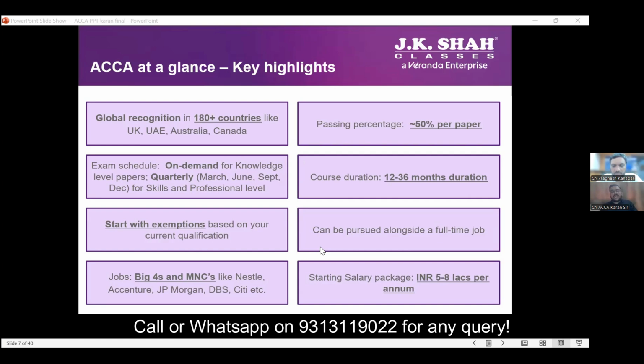And now, since we are talking to already chartered accountants, they already know the importance of joining a Big Four firm or an MNC firm, which will take their career trajectory in a perpendicular fashion. Correct. So all MNC companies like Nestle, JP Morgan, DBS, Citibank, HSBC, Standard Chartered, these are the banks which employ ACCA at all the levels. Got it, sir.